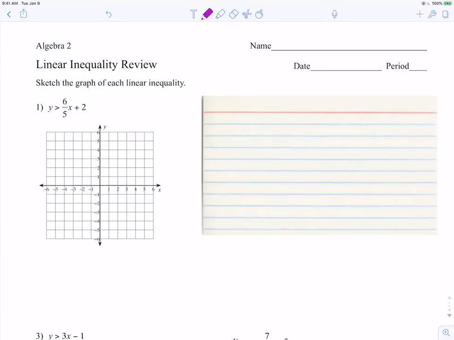Let's review graphing linear inequalities. Take a note card and at the top write graphing linear inequalities.